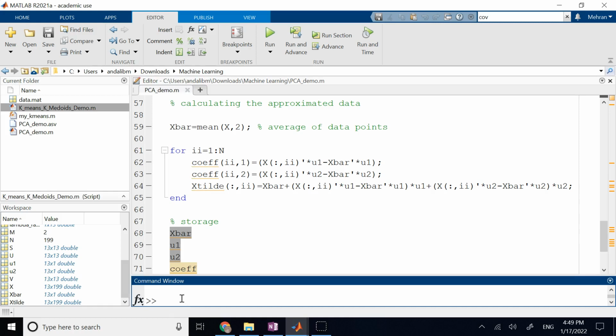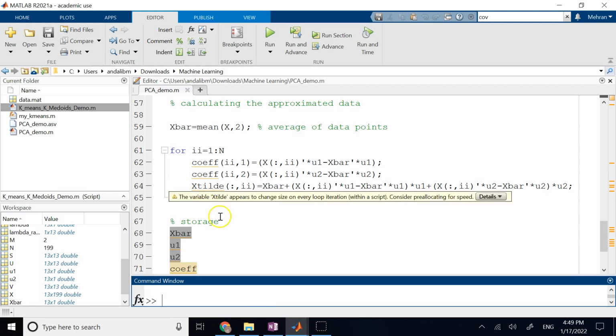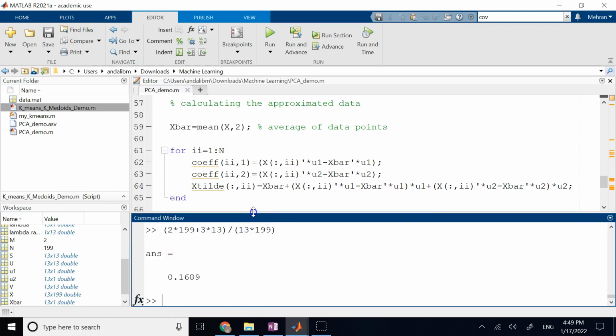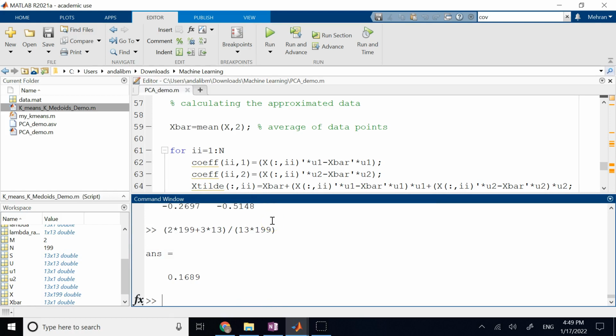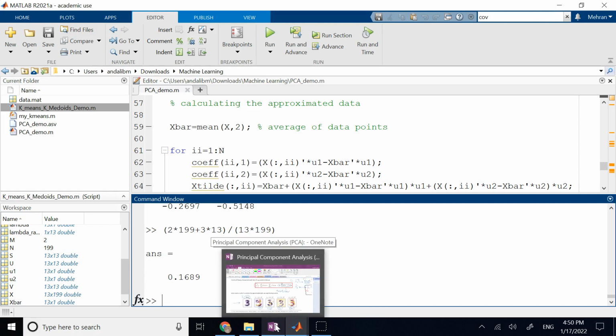So the amount of compression for me is 2 times 199 plus 3 times 13 divided by 13 times 199, and this number for me is about 17%. I only need to store less than 17% of the data in this case. So that is clearly what a data compression is.